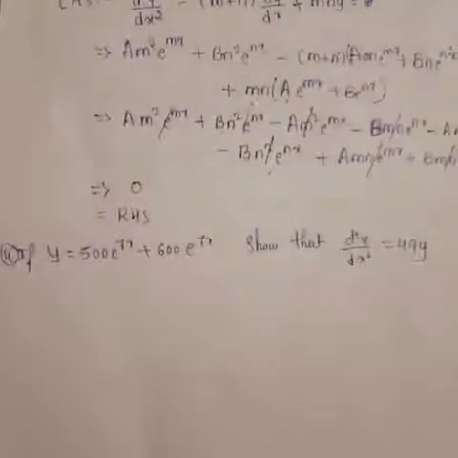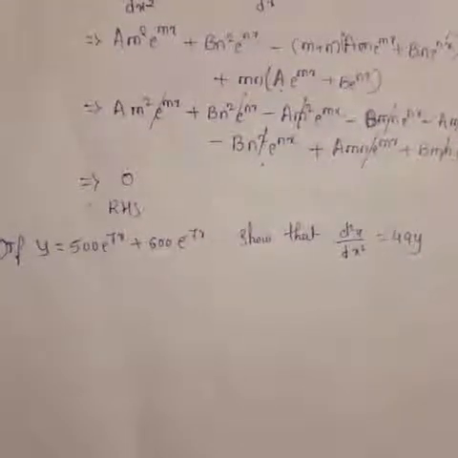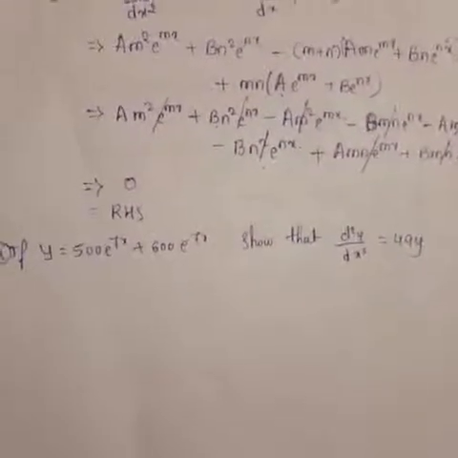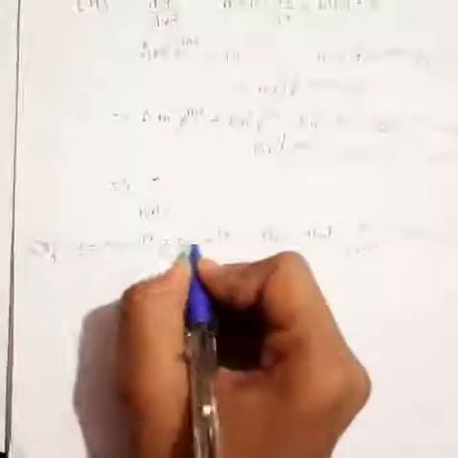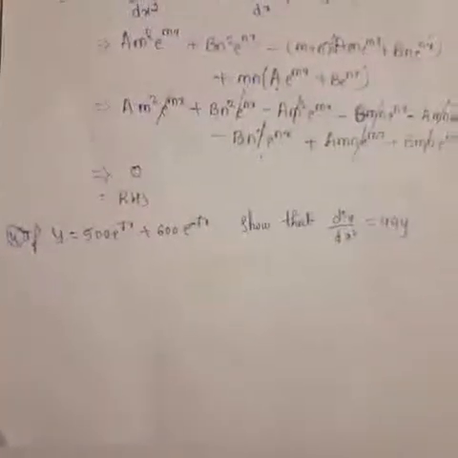The next question is, if y is equal to 500 e raised to 7x plus 600 e raised to minus 7x, show that d square y by dx square is equal to 49y. This is your homework question.